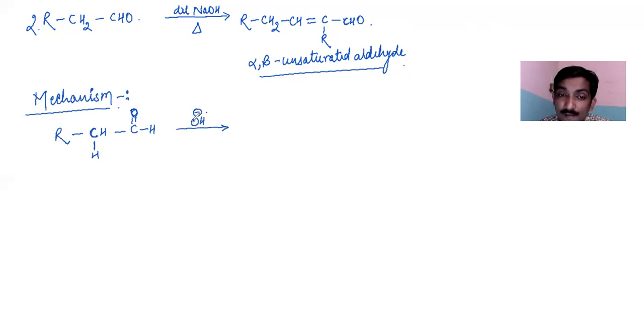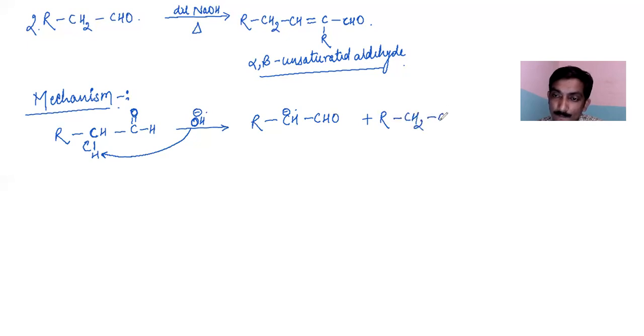We have taken a base, and what is a base? Base is something that can accept H plus. So OH minus attacks the acidic hydrogen, that is the alpha hydrogen. This electron is moved towards the alpha carbon of the carbonyl compound, resulting in the formation of an anion. Now this anion attacks as an attacking reagent to the other molecule, that is the same aldehyde molecule.